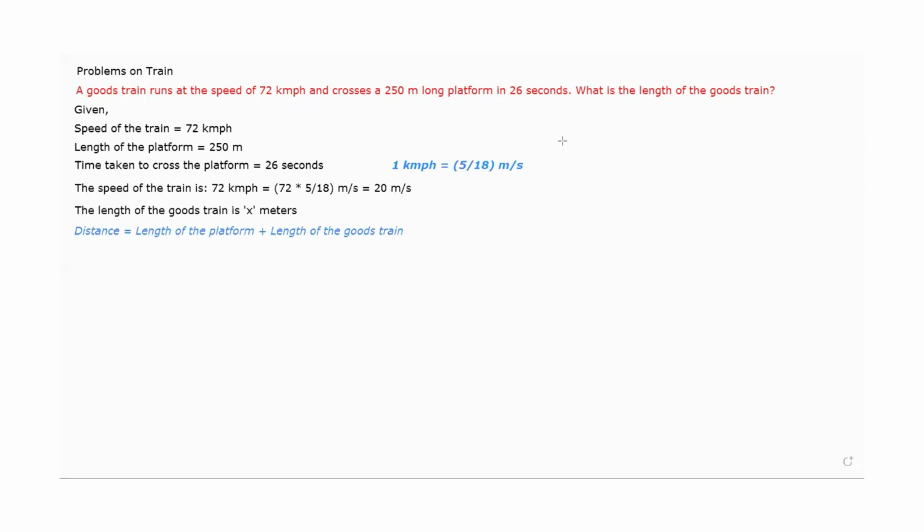Distance equals 250 meters plus x. Speed equals distance over time. 20 meters per second equals (250 plus x) divided by 26. Now, we can solve this equation to find the length of the goods train, x. x equals 270. Therefore, the length of the goods train is 270 meters.